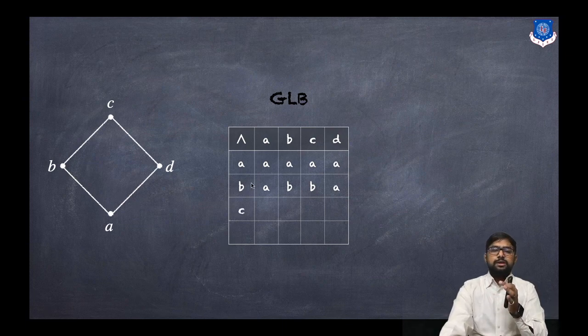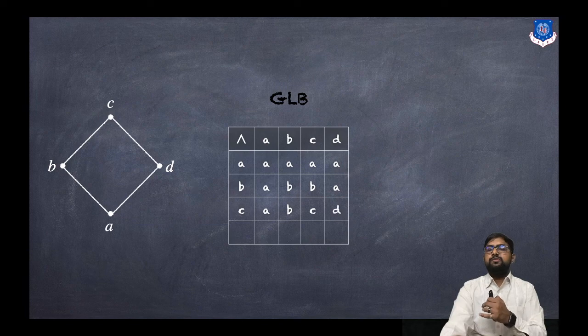Then C. Now CA. In AC it was A, so it will be A. Now C and B. In BC it was B, so here it will be B. And CC is the same point, so it will be C. Now C and D, the greatest lower bound will be D.